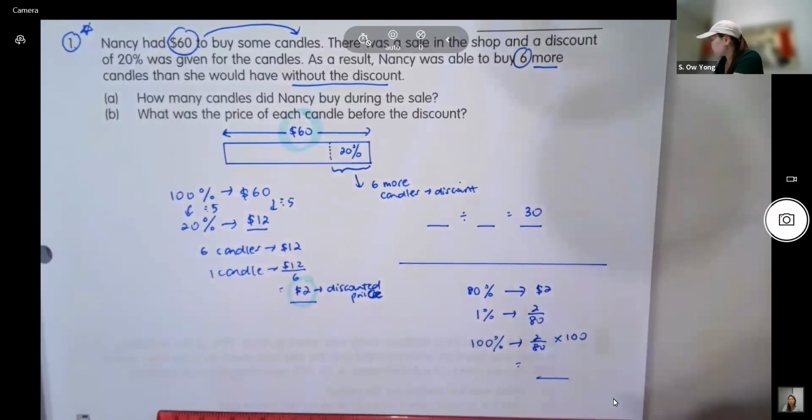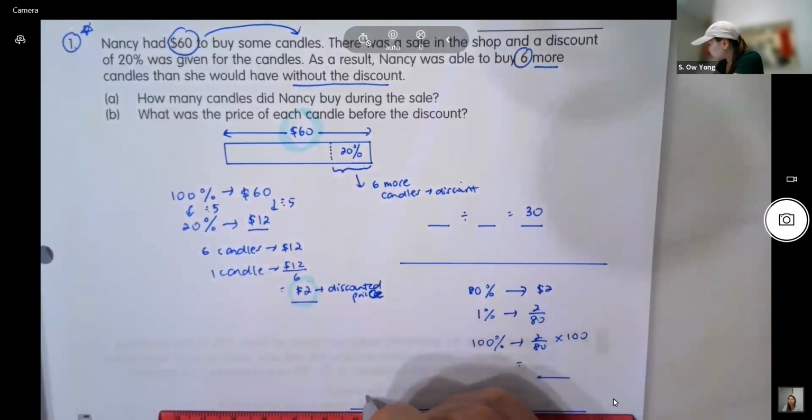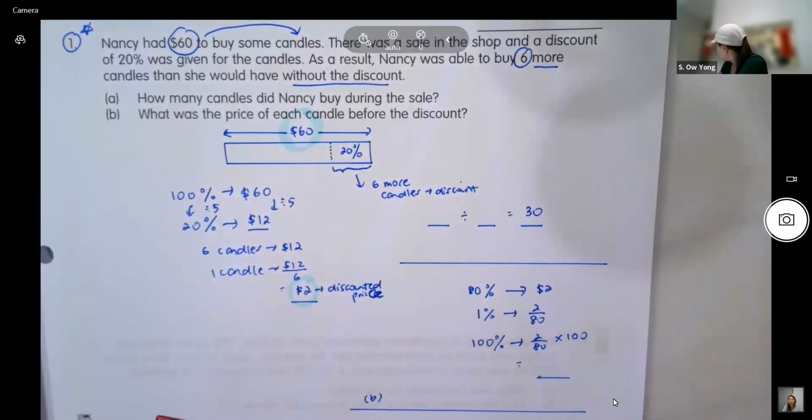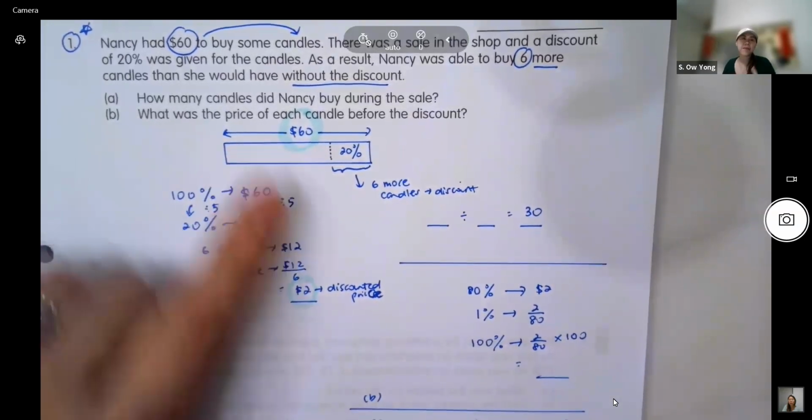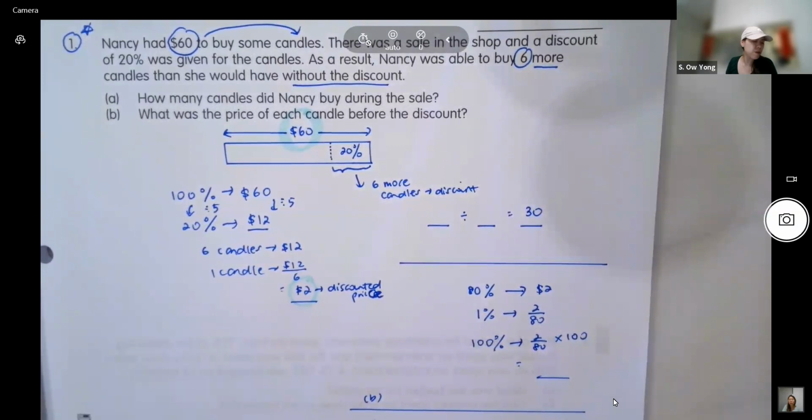Okay, then you'll find your part B answer. The answer will be more than $2 because the full price will confirm be more than the discounted price. So take time to answer this question. Okay, next, question 2.